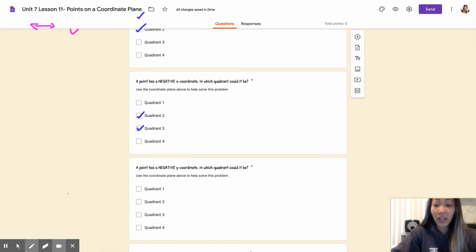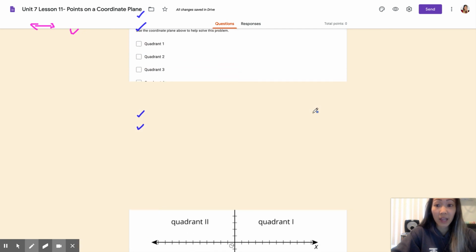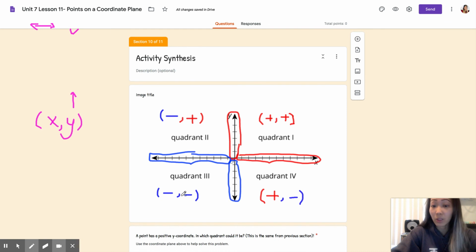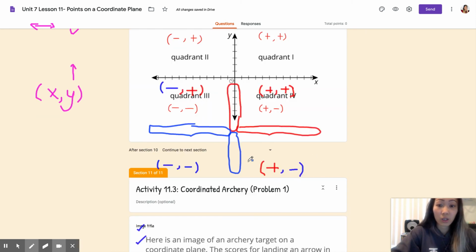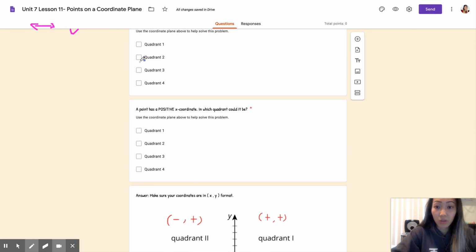So now we're going to look at negative y coordinate. So I'm going to look at the second number because remember, the first number is x, the second number is y. So I'm just going to look for negative. The second one should be negative. So this is positive, so quadrant 1 is out. This is positive, quadrant 2 is out. This is negative, so I have quadrant 3. And this is also negative. The y has to be negative, so quadrant 4. So I'm going to go ahead and mark quadrant 3 and quadrant 4.